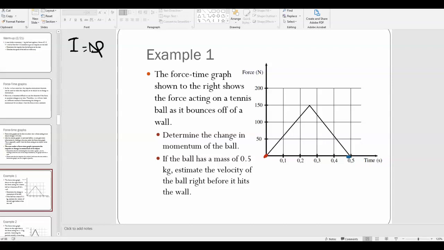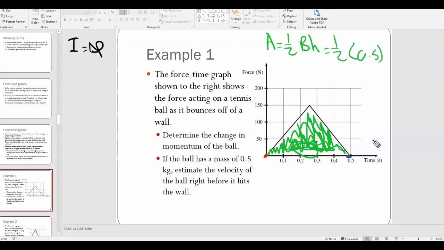And so that area would be the area bounded between the graph and the x-axis. I guess I will do that in green. So that would be this area right here. And this is like a triangle. And so we can find the area of a triangle doing 1/2 base times height. And so here the base would be 0.5 seconds.